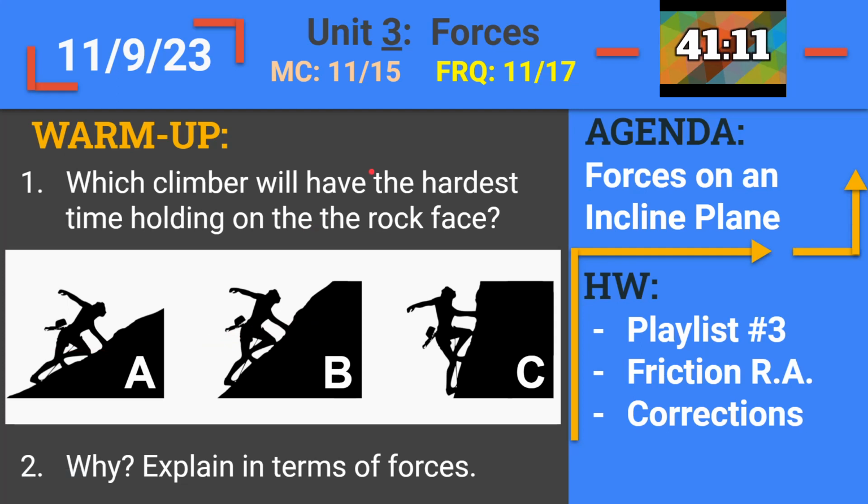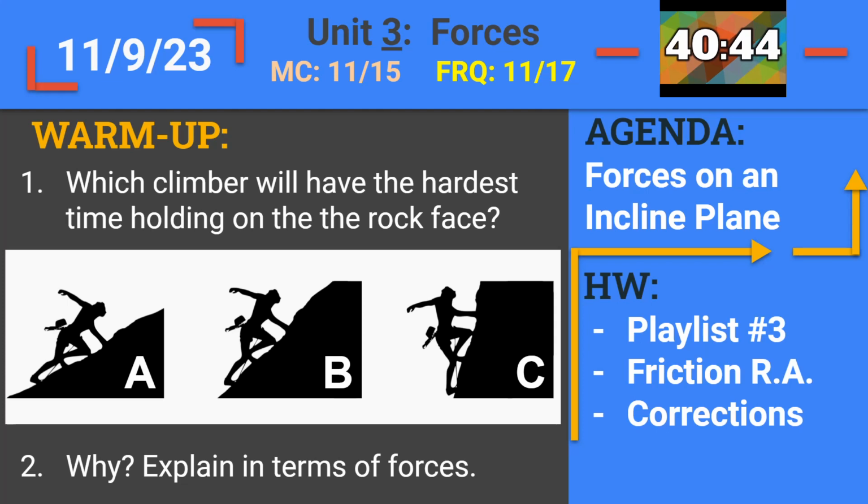All right, so today's warm-up question is going to lead us into our notes for today. It says, which climber will have the hardest time holding on to the rock face? Okay, and I'm sure you can answer this just from your everyday experience without talking about forces, but I do want to talk about it in terms of forces as well. But which one? A, B, C? C. Yeah, y'all know if you're on a steeper surface, it's harder to hold on.